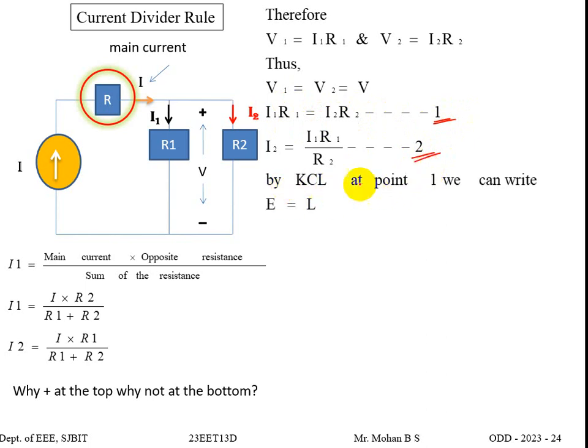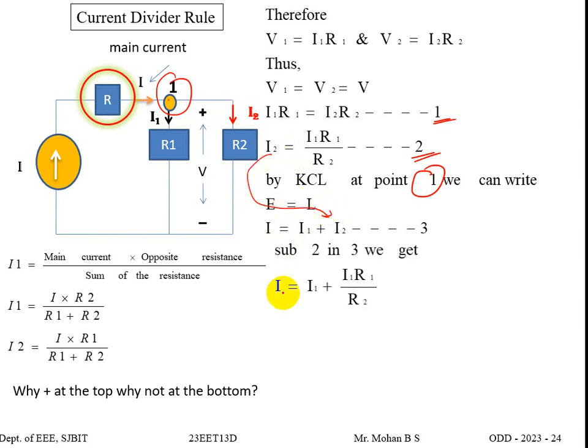Now, by KCL at point 1. So where is point 1? At this junction. At this junction, when I apply KCL, I is entering, and I1 and I2 are leaving. Now I substitute the value of I2 in equation 3. As I do that, I get I is equal to I1 plus I1 R1 divided by R2. So I'll segregate for I1 and simplify, since I1 is what we need.